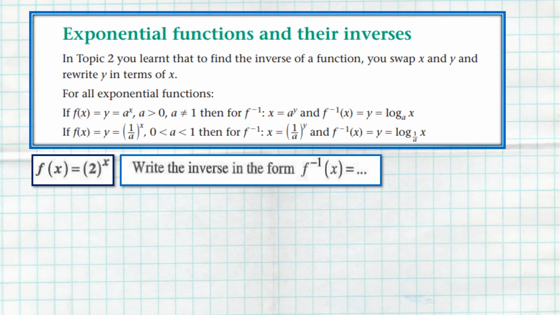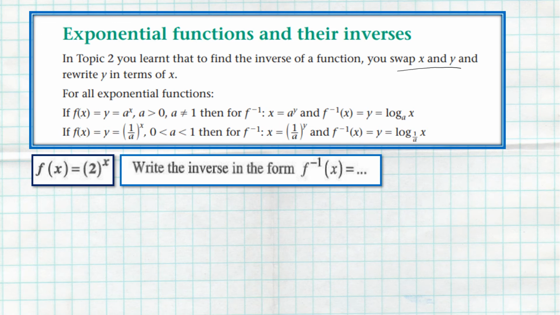let's now focus on exponential functions and their inverses. Very important part of this section. How can we calculate the inverse of an exponential function? So in topic 2, you learned that to find the inverse of a function, you need to swap x and y, and you need to rewrite y in terms of x. So the same applies when you want to get the inverse of an exponential function. Don't forget, I introduced you to logarithmic rules. So it's going to be very simple to get the inverse of an exponential function.